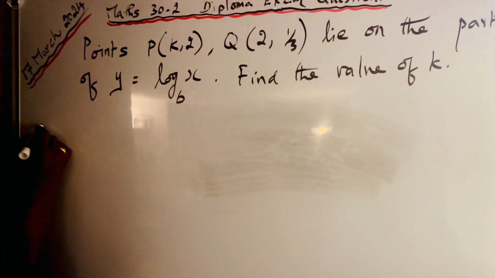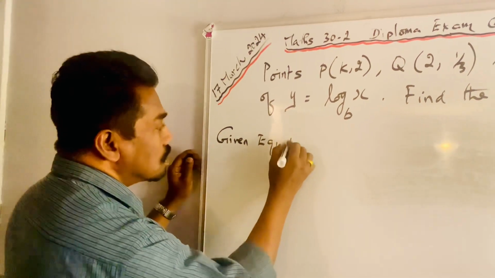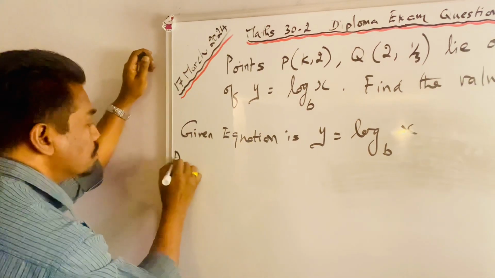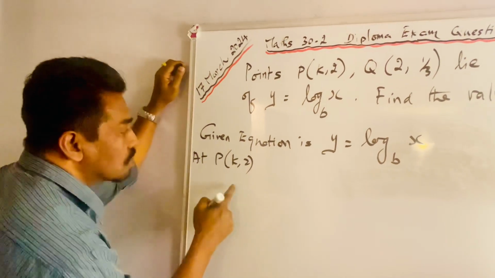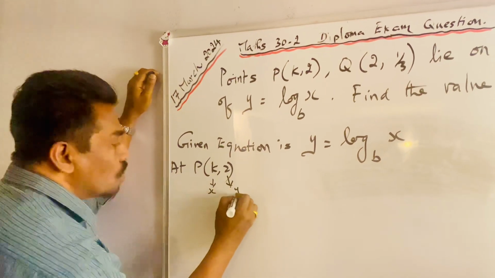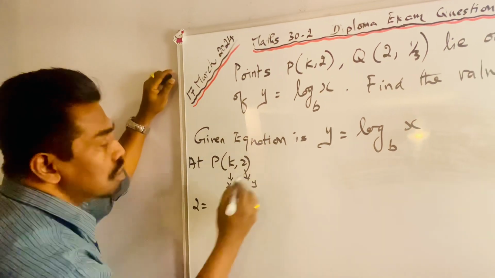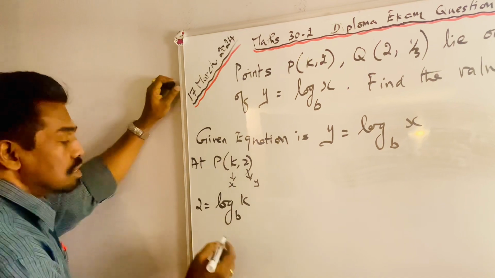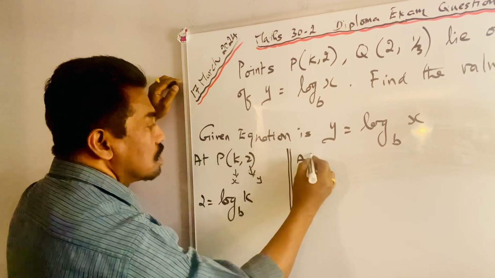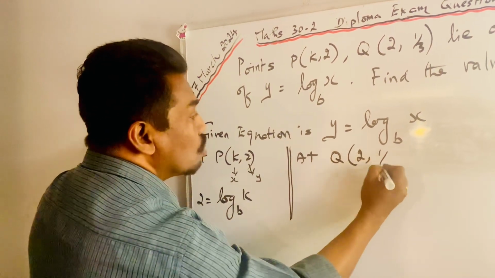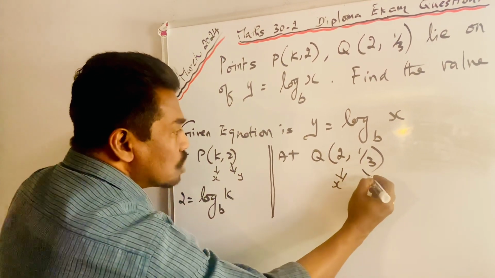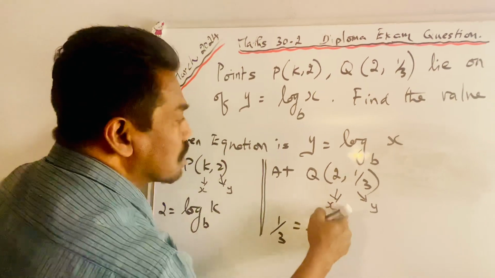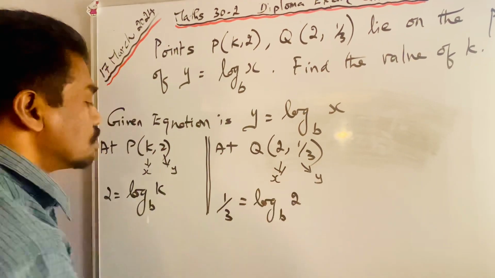Okay, the given equation is y equal to log x to the base b. Let us see at P(k, 2). Here this stands for x and this stands for y. We can substitute: instead of y you put 2, so 2 equal to log, instead of x you put k, to the base b. We got one equation. Similarly at another point, Q(2, 1 over 3), we consider this as x and this as y. So instead of y, 1 over 3 equal to log of 2 to the base b. Now we got two equations.